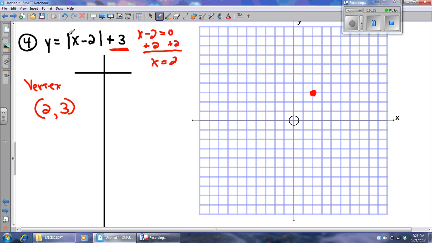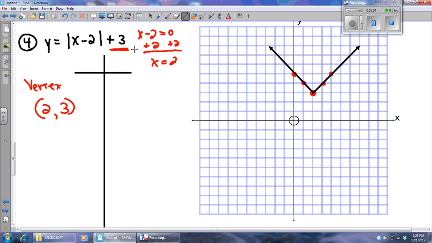Now, there's no number in front of here, so I'm going to rise 1, run 1, rise 1, run 1. And then I'll go back and I'll go rise 1, back 1, rise 1, back 1, and there you go. There's the same exact V, only the vertex has shifted. And it's going to look something like that.